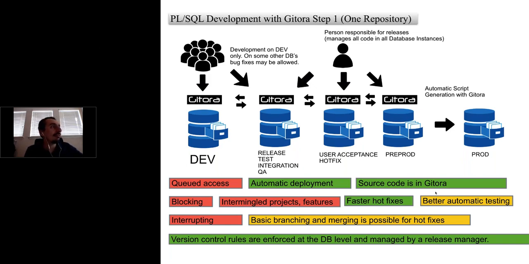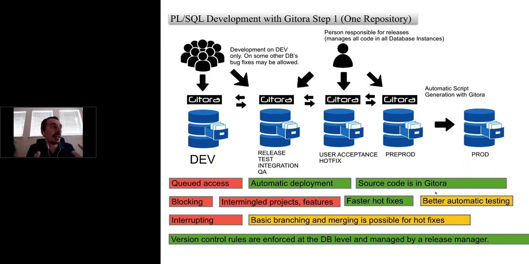So you work in dev, you just keep developing, and now you're ready to move your code to test. All you have to do is open the Gitora UI, click the pull button in the test environment, and point it to the dev environment, and you're going to pull the code automatically. What's beautiful about it is that nothing is going to get overwritten.